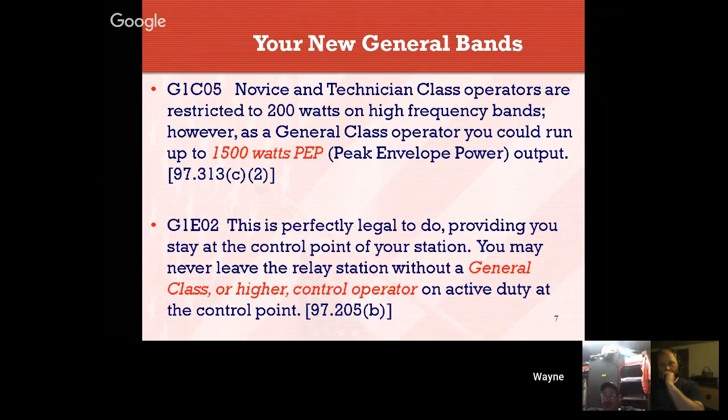At any rate, for this particular question, I don't know exactly what it's referring to. It's perfectly legal to do, providing you stay at the control point of your station. Let me look and see what page that is on to see exactly what the reference is here. I need to find that out. G1E. E2. Okay.